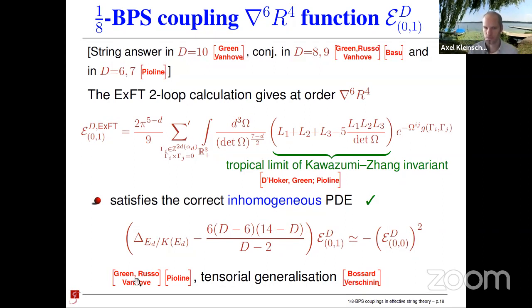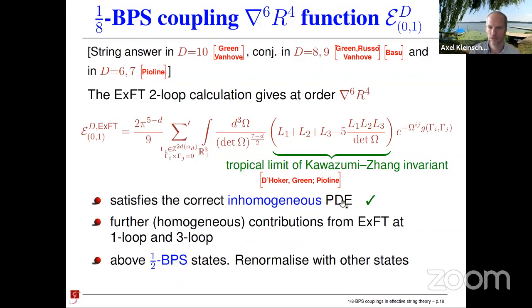So this equation had been known for some time, and this is only a second order scalar equation. There are also, for the other Casimirs, tensorial generalizations. And what we checked is that this function satisfies all the equations. So this is already good and encouraging, but this is only one specific two-loop calculation. You also have to consider the one-loop and the three-loop calculations in exceptional field theory. I'm not going to show you the details of that. They contribute to homogeneous solutions of the same equation that you have to fix using boundary conditions normally, but here it just comes out of the amplitude calculation.